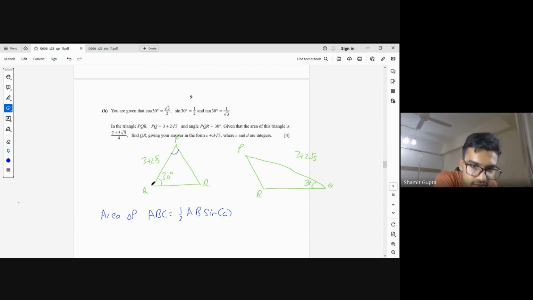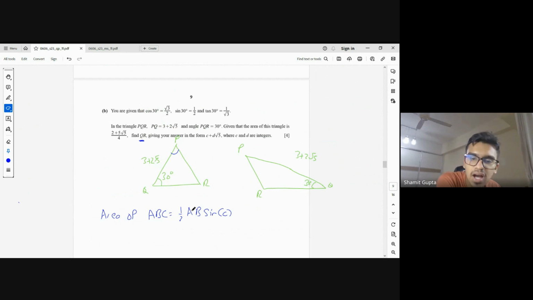So if you're using 30 degrees, you need to use PQ and QR. If you want to use PR, then you'll need this angle here, the blue angle. Okay. In this case, they're asking us to find QR only. So PQ and QR we can use because 30 degrees will then be in the middle. In this case, also PQ and QR, 30 degrees will be in the middle.